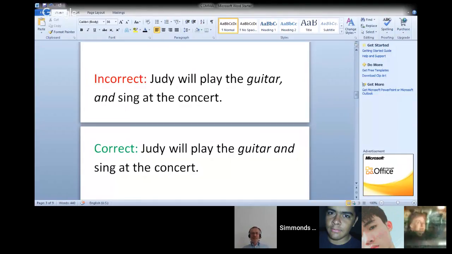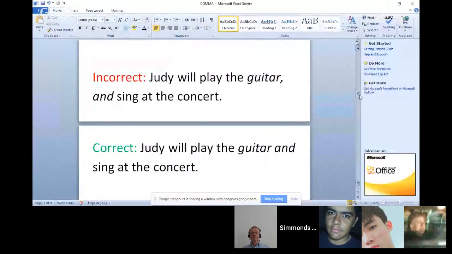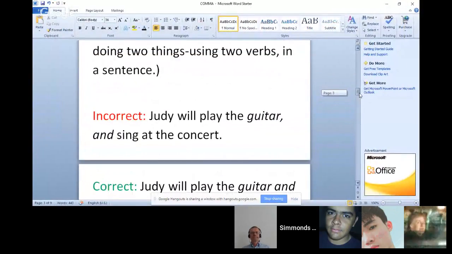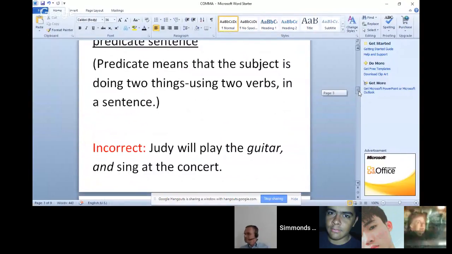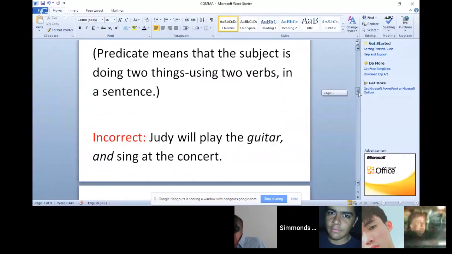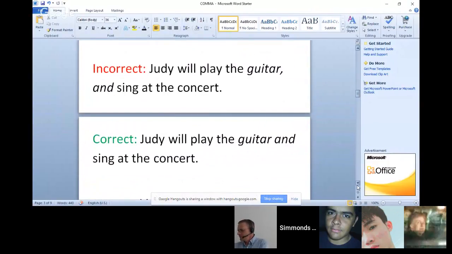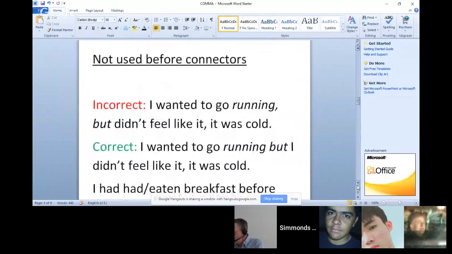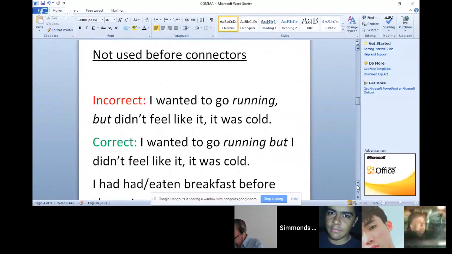For the very simple reason, because you can't have a comma before an "and". Because you have the connectors already. "Judy will play the guitar and sing at the concert" is correct without a comma. And that's basically what that big word predicate means. So just that there's the same subject, Judy in this case, doing two things, two verbs, at the same time. Then a new word, predicate. Good. So not before connectors is basically the reason for that.